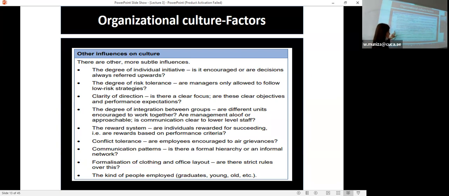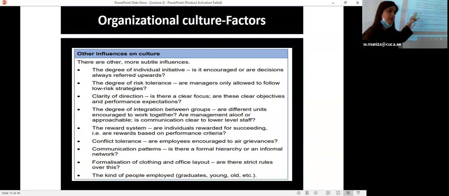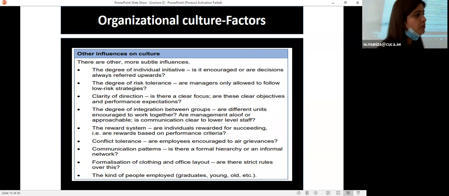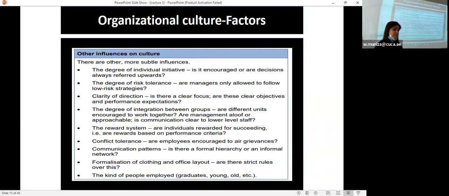The reward system. Are the individuals rewarded for succeeding? Are rewards based on performance criteria? You need to see that whatever function is performed by you, is it going to be rewarded or not? If, for example, the employees see that if they are taking a new initiative, if they are doing something good and they are being rewarded, next time they will also be trying to do that same activity.